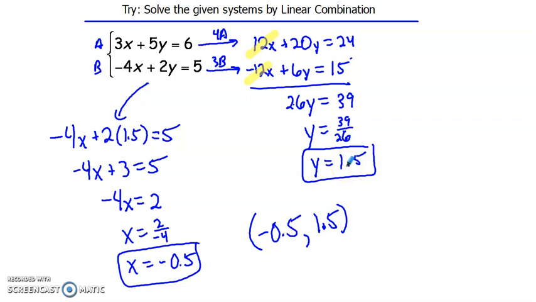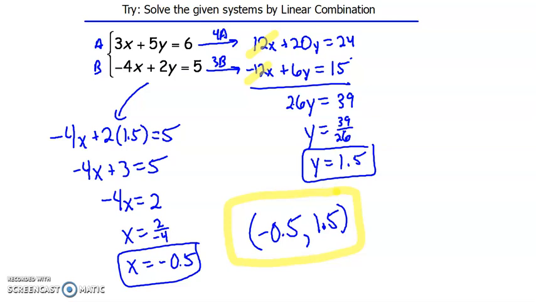It's 1.5. Take that number, plug it back into our second equation here. Could have plugged it into the first one. It should work in both. But I'm going to plug 1.5 in times 2 here. Becomes a 3. Subtract our 3 to the other side. Divide by negative 4. And hopefully you ended up with x equals negative 0.5. Our overall answer again, the coordinate where both equations are true.